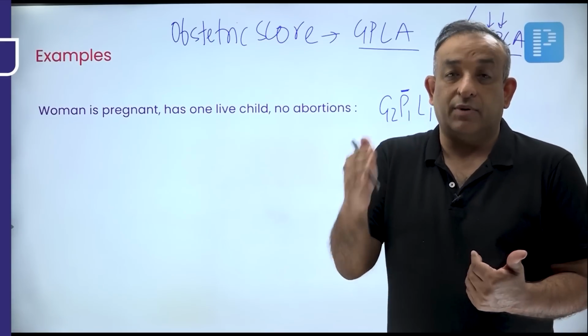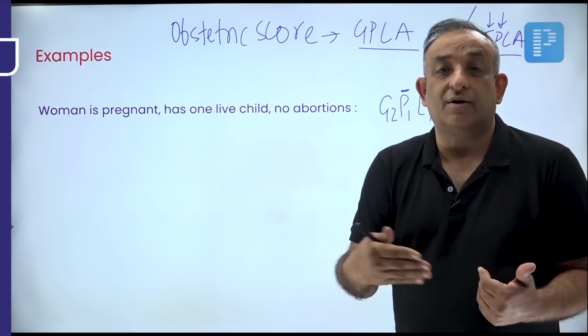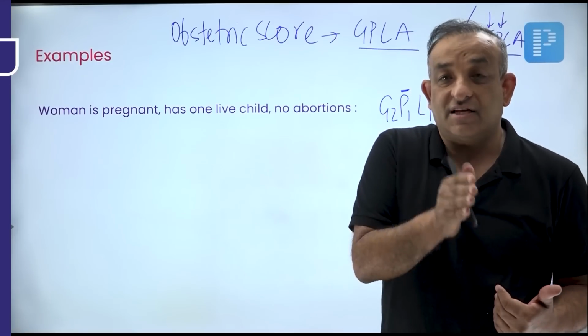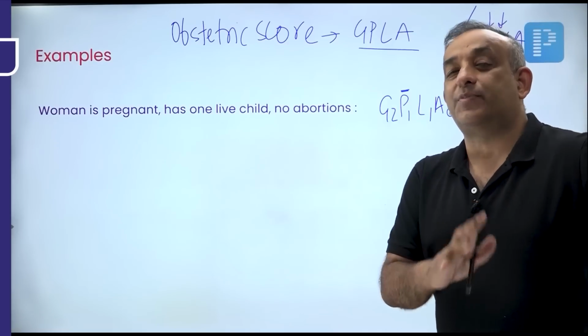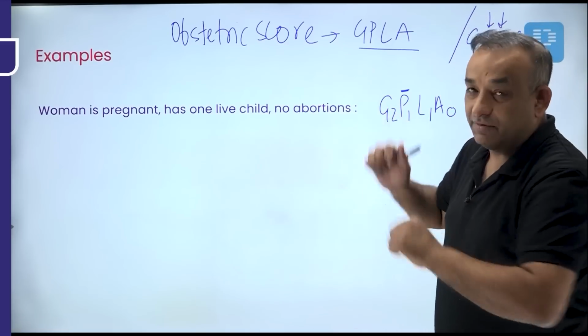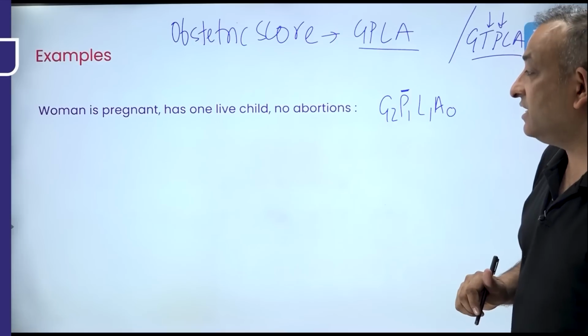So she's delivered one. That is para 1. Is it living or dead? It is living. You can see the child running around in your locality. So that's why she's gravida 2, para 1, live 1. So I always say, just imagine your neighbor who is pregnant, and that way you can correlate with these examples very easily. So this is the easiest example which I've given you. Now let's see the next one.